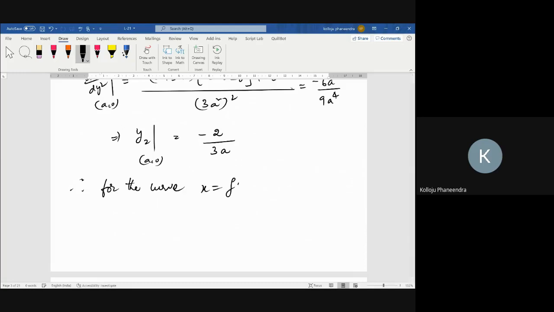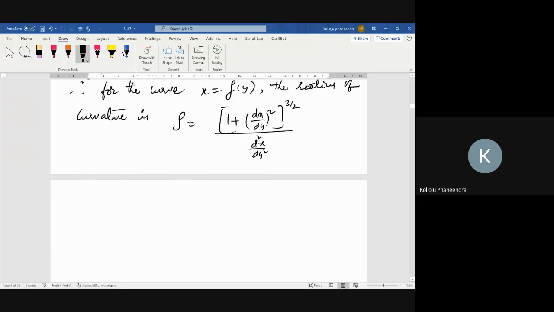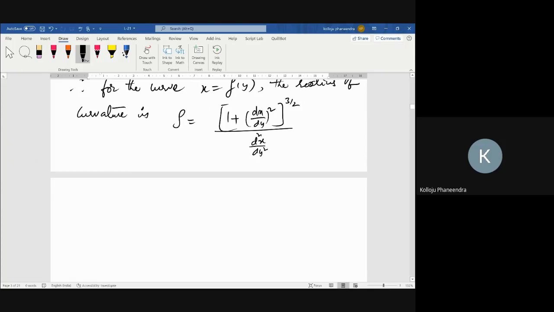For the curve x equal to f of y, the radius of curvature is rho equal to (1 plus (dx by dy) square) whole power 3 by 2, divided by d square x by dy square. And this entire expression is evaluated at what point? At (a, 0).